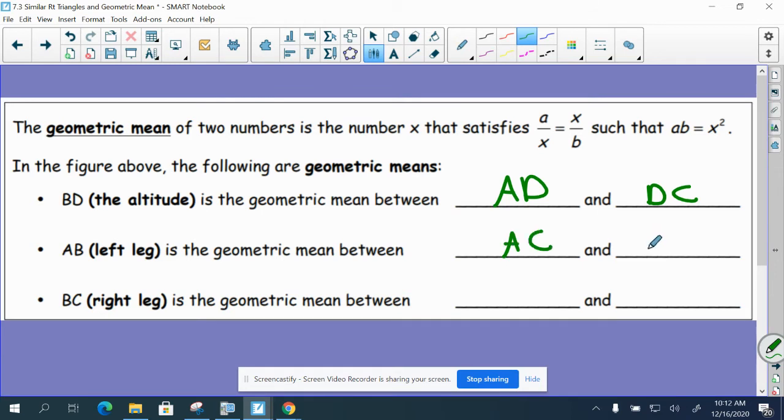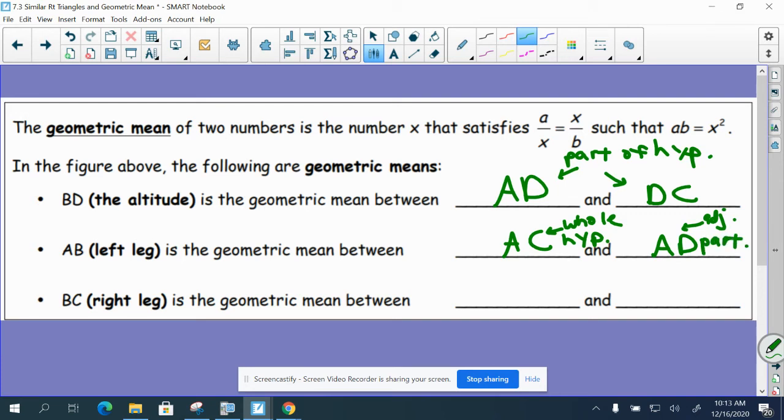So AC to AD. Okay, so once again, these two are the parts of the hypotenuse. AC, the left leg, uses the whole hypotenuse and the adjacent part of the hypotenuse. Adjacent means the part that it's next to. And then the right leg uses, once again, the whole hypotenuse, and then the other part that it's adjacent to, which is DC, the adjacent part.